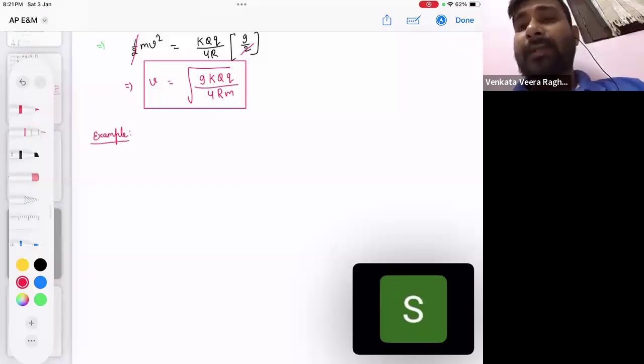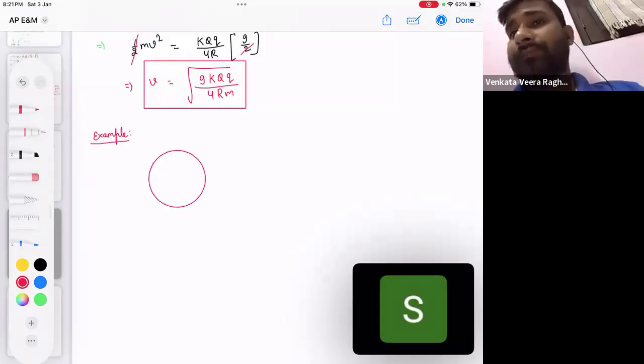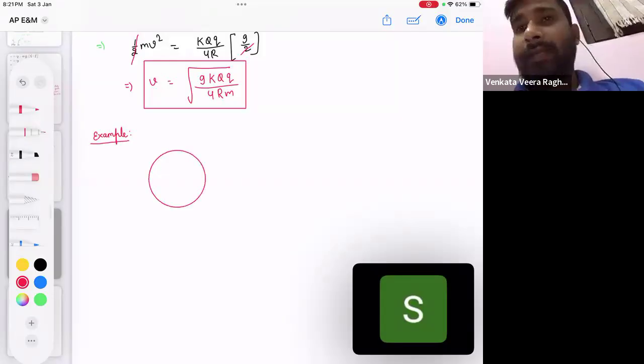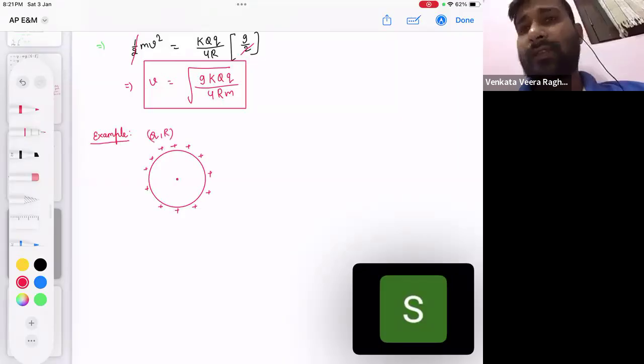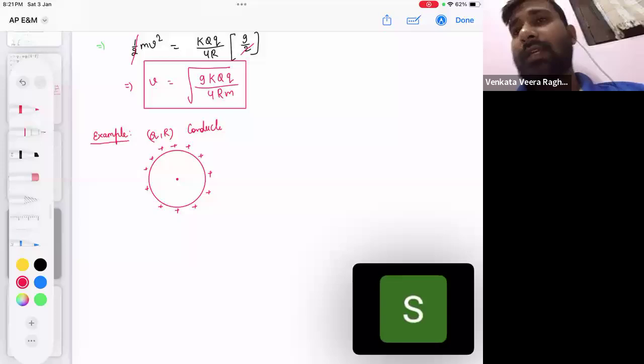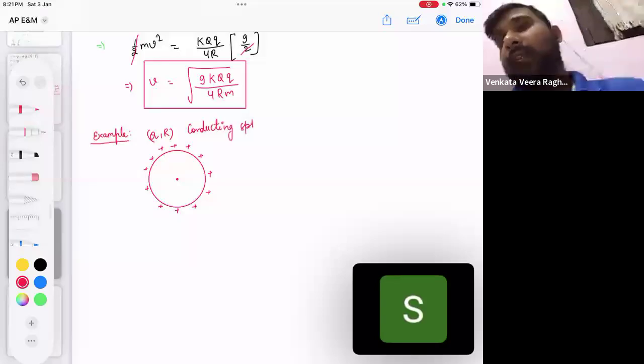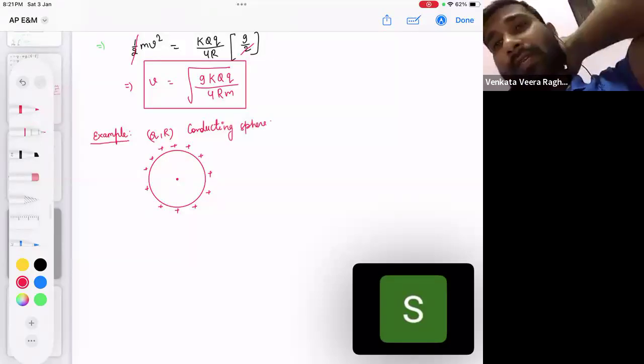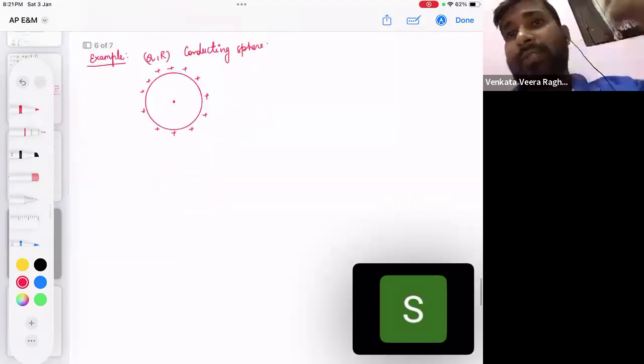Please tell me, if I give you a question like this, let's say this is a sphere, okay? And this is a charged sphere. Let's say this is a charged sphere given to us. The charge is some Q and the radius of this sphere is r. Okay, a charged conducting sphere. What kind of a sphere? A charged conducting sphere is there. So please tell me here, it's a positively charged sphere.